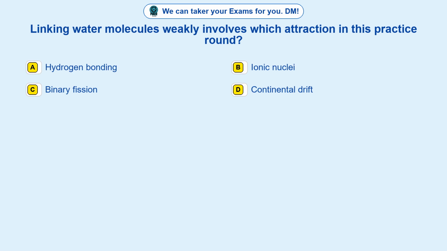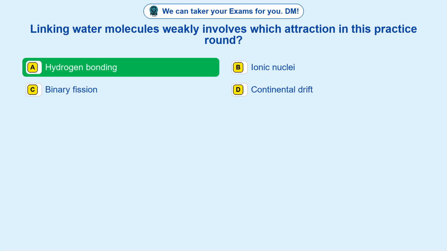Question 51. Linking water molecules weakly involves which attraction in this practice round? Option A, hydrogen bonding. Option B, ionic nuclei. Option C, binary fission. Option D, continental drift. The correct answer is option A.